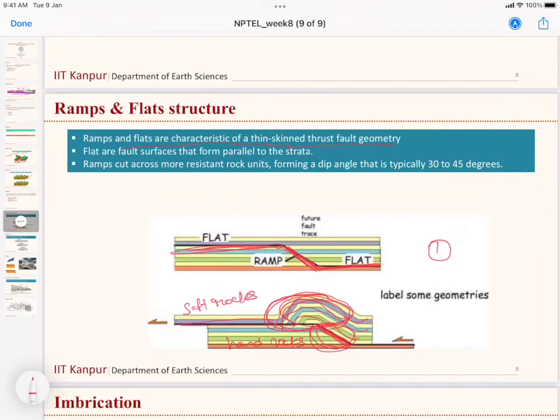Jasurya, are you there? Okay. So would you like to add something regarding this thrust fault that we are discussing?